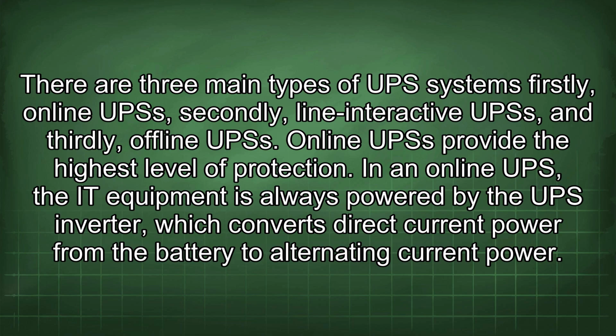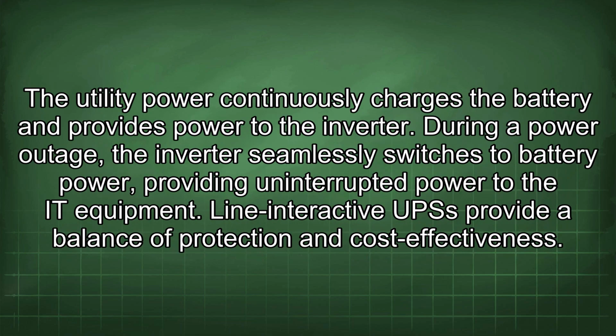Online UPS provide the highest level of protection. In an online UPS, the IT equipment is always powered by the UPS inverter, which converts direct current power from the battery to alternating current power. The utility power continuously charges the battery and provides power to the inverter. During a power outage, the inverter seamlessly switches to battery power, providing uninterrupted power to the IT equipment.